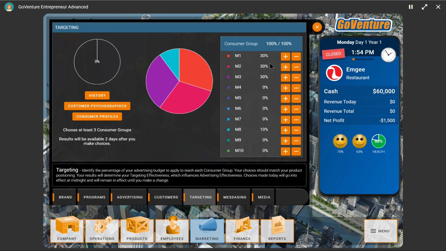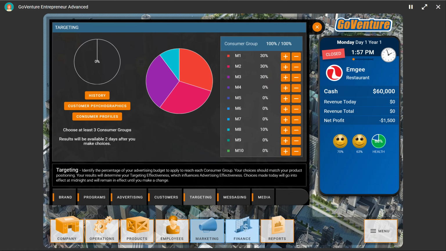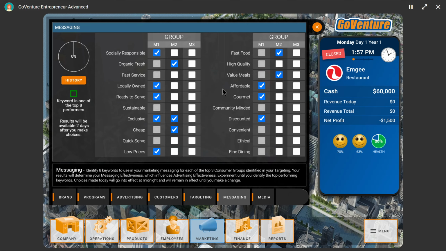So the top three that we identified here, I've identified four, as you can see here, M1, M2, M3, and M8. The top three will appear here. And you can see M1, M2, and M3. So the top three identified here will appear on my messaging screen. And here I can select up to 8 keywords. In fact, I should select as many as I can, in this case 8, of each group.